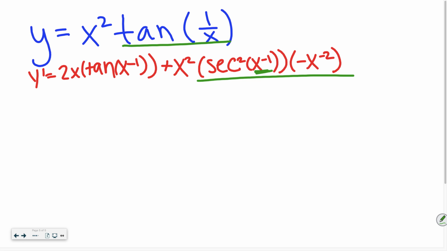Are you supposed to make it look prettier? Well, you could. It's kind of nice because x squared and x to the negative second would cancel, and then this would make it subtraction. So you could make it look pretty if you wanted to. But this is probably what I'm going to look at on Thursday, to be very honest with you.